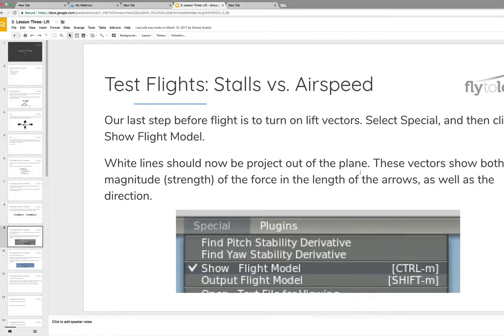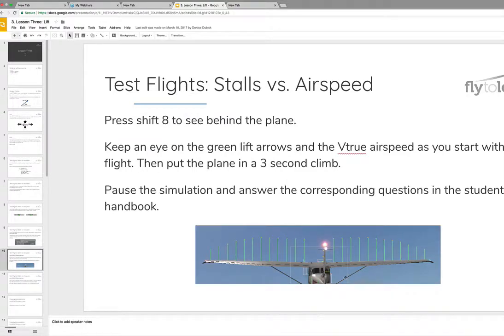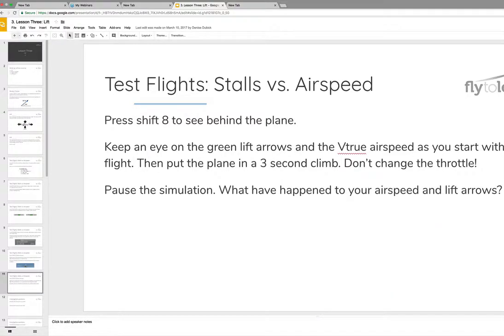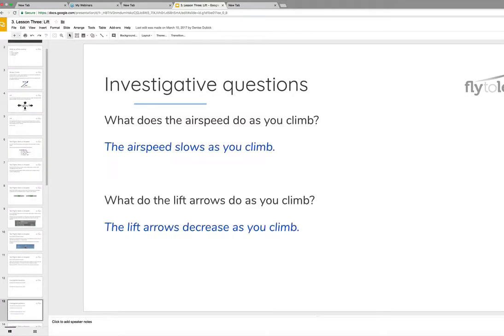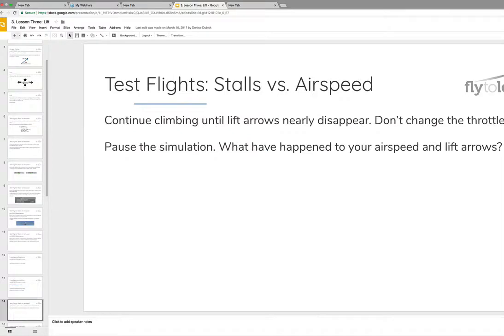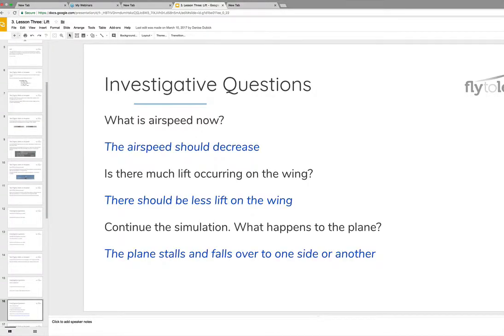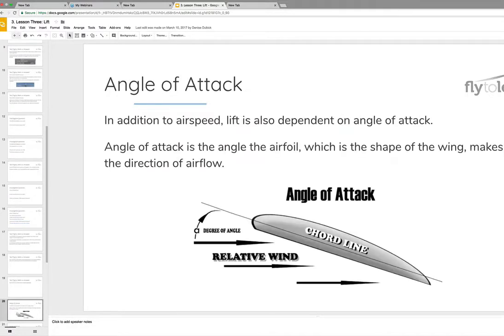So under special, if you do show flight model or hit Control M, you can see the lift vectors on the wings of the airplane. And you can look at the lift vectors. It's really great. And honestly, a lot of pilots sometimes don't understand that we're showing them this. And again, we'll have the answers there on the presentation slides. Okay. So what we do is we have the kids stall the airplane. They'll see the lift vectors drop off dramatically. Then they'll point the nose down, and the lift vectors start increasing because airspeed is going up. But the minute you hit that angle of attack, it goes really fast.